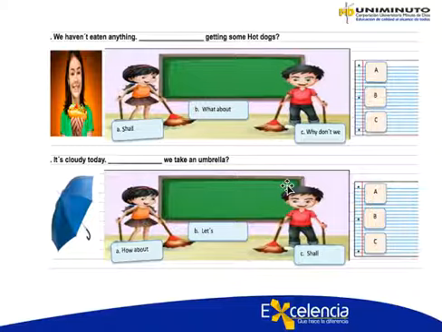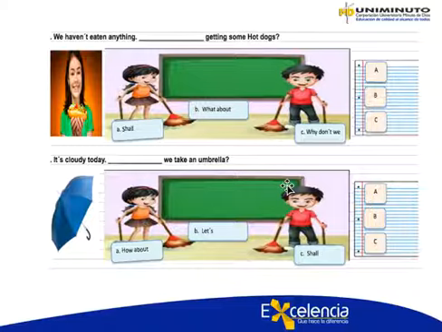Cuando, what about? What about? Or why don't we? En what about tenemos la preposición about. Siempre cuando tenemos una preposición y después luego va un verbo, debemos utilizarlo con ing. Entonces, in this case, will be what about? What about getting some hot dogs?